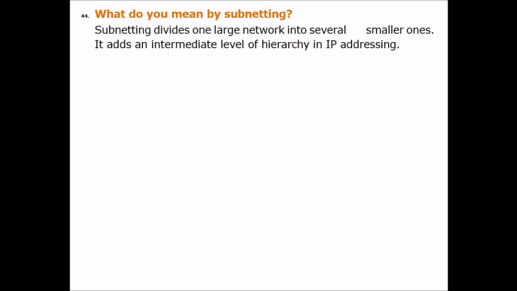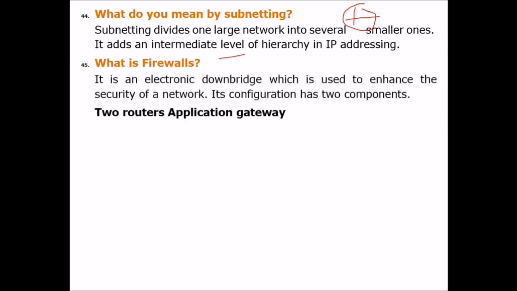What do you mean by subnetting? We have already seen this. Subnetting divides one large network into smaller networks. It adds an intermediate level of hierarchy in IP addressing. What are firewalls? Firewall is usually talked about in terms of software, but in hardware terms, it is an electronic bridge used to enhance the security of a network. Its configuration has two components: two routers, and an application gateway in between.